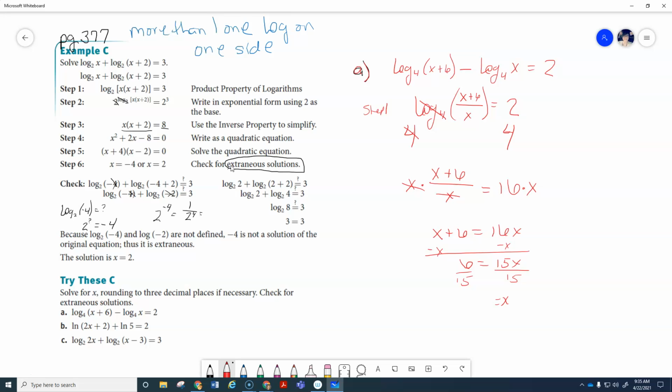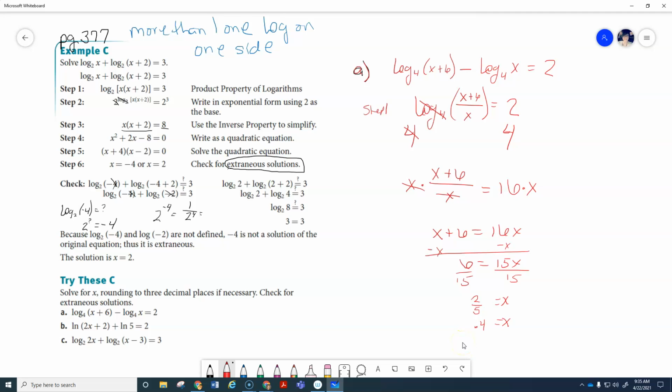You could leave it 6/15 or reduce it. Of course, 6/15 reduces down to 2/5. So you could reduce it down, or you could change it to 0.4, whatever the directions tell you to do. And that is problem A worked out.